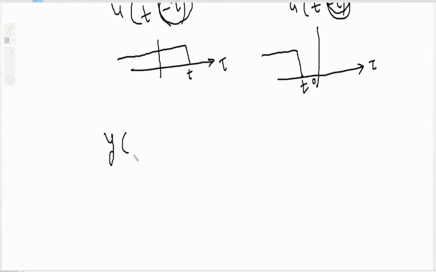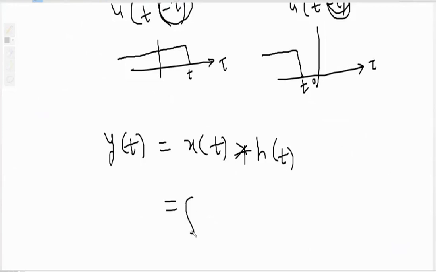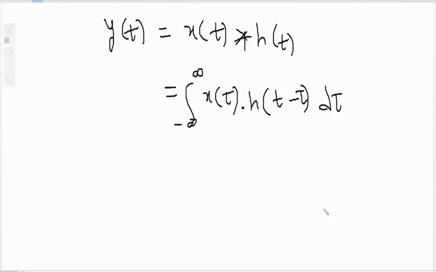y of t equal to x of t star h of t, x of t convolution h of t, and it is nothing but the integration from minus infinity to infinity of x of tau h of t minus tau d tau. So this formula you must know to solve the convolution. Between x of tau and h of t minus tau we have multiplication, and after that integration with respect to d tau. Okay, so let's look at the question.